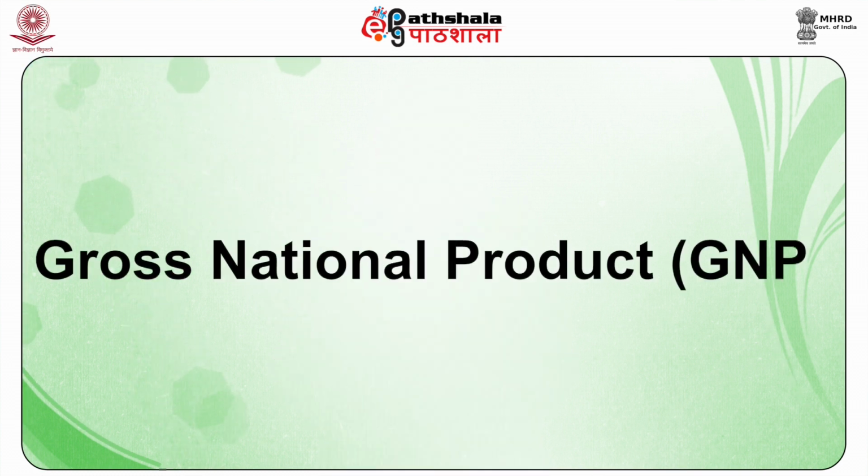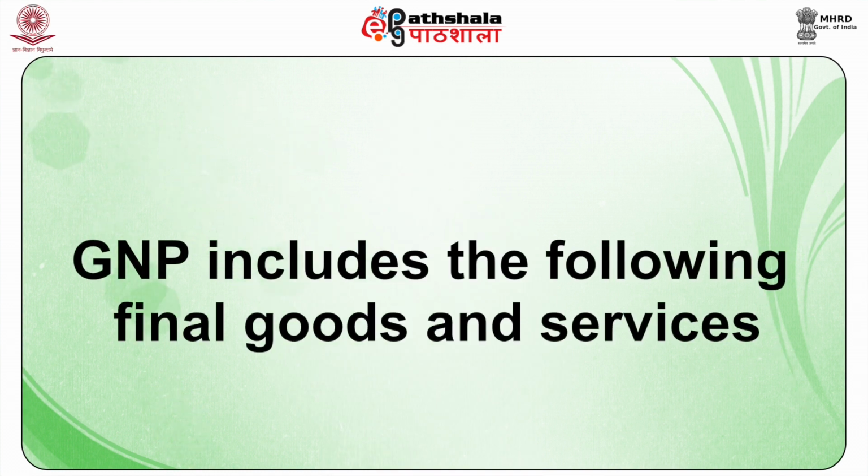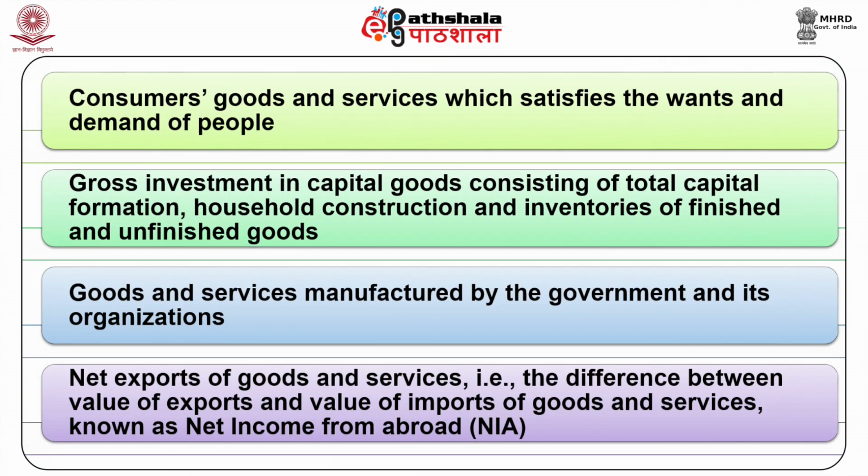F. Gross national product, that is GNP. GNP is the total difference in the flow of goods and services at market value resulting from current year's production of a country. It also includes the net income from abroad. GNP includes the following final goods and services. First, consumers' goods and services which satisfy the wants and demand of people.